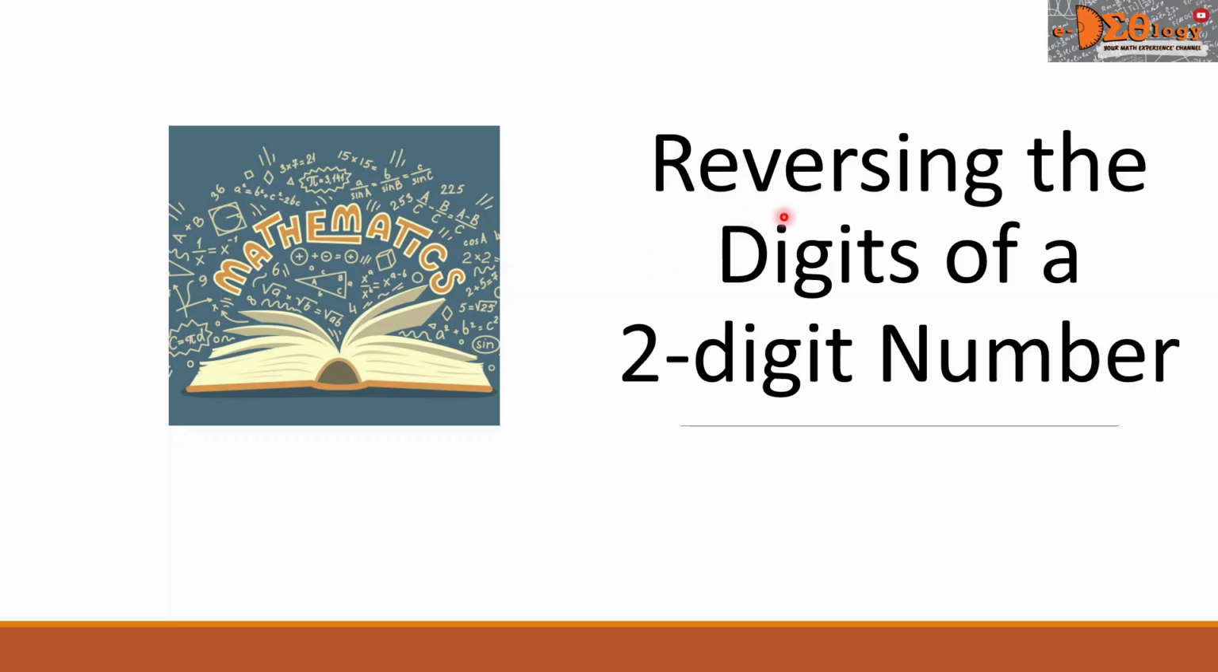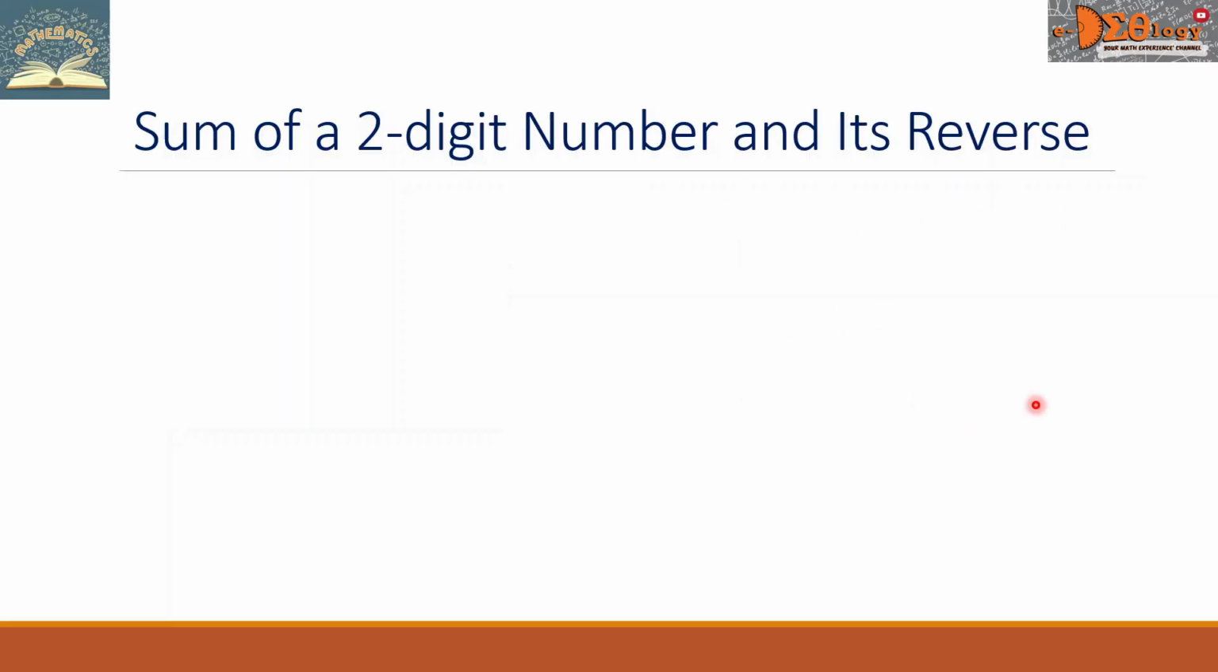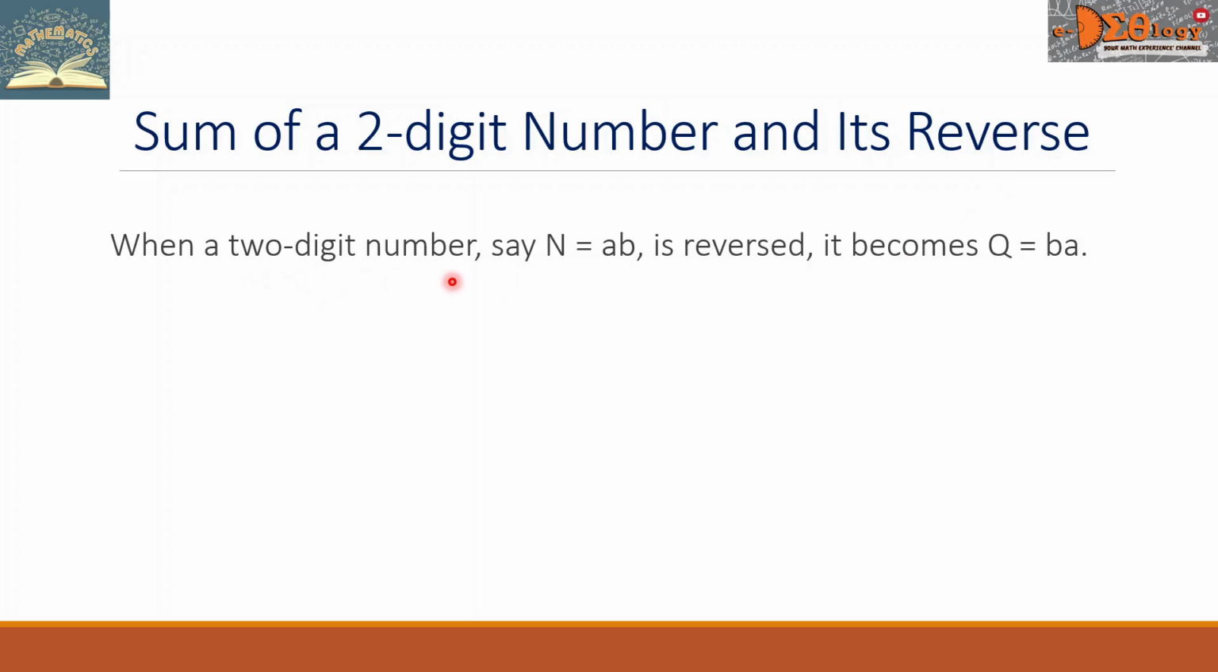Today we're going to study reversing the digits of a two-digit number. Let's proceed with the sum of a two-digit number and its reverse. When a two-digit number, say capital N equals AB, is reversed, it becomes another number, capital Q, and this is equal to, from AB, it becomes BA. Then, N plus Q equals another number, R, and this R is divisible by 11.